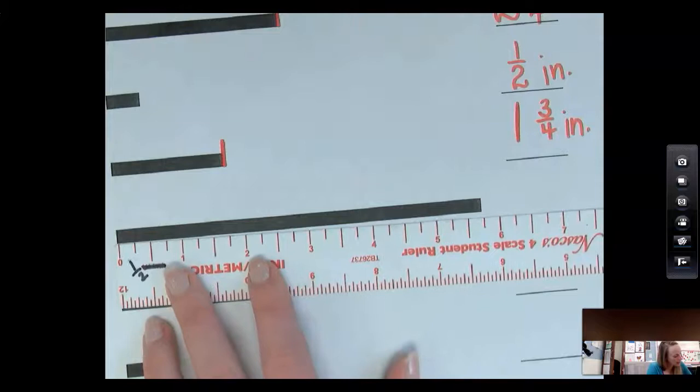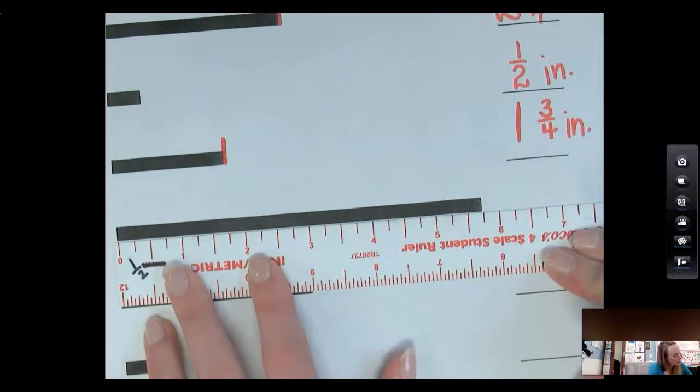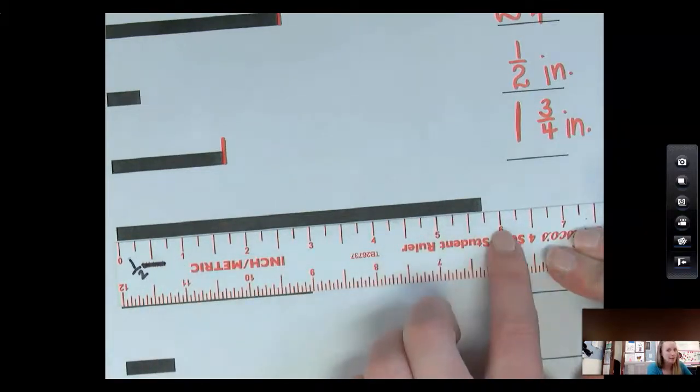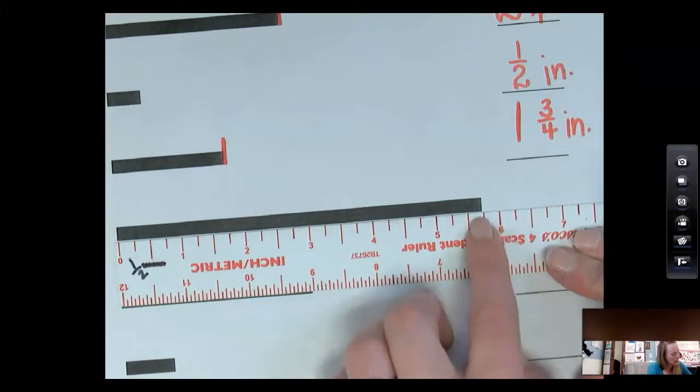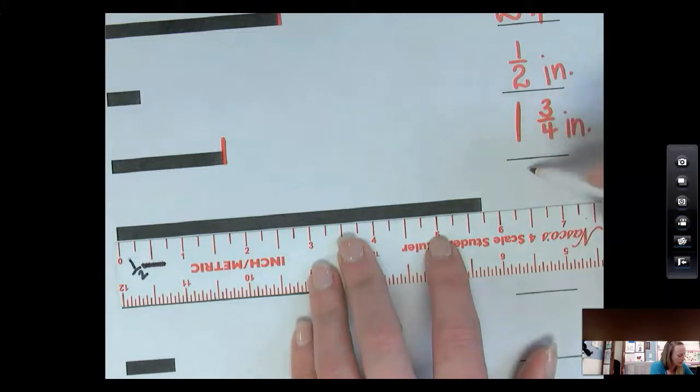All right, let's do another one. Line that up nice and neat. All right, what's our big number? So it's in between the 5 and the 6. What's our big number? We always go back. It goes to a 5. So our big number is a 5.